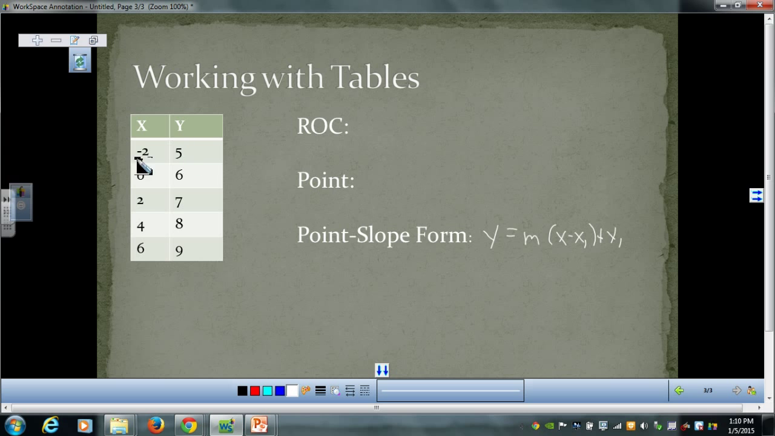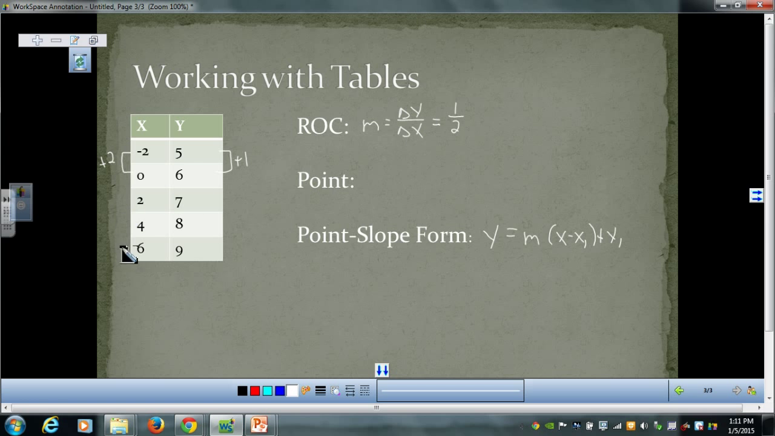Now, what we always want to do is look at our table because our x's may or may not change the same way, so we always want to make sure that we pay particular attention to that. For example, when I look from the first point to the second point, my y increases by 1. If I look at my x's, I go from -2 to 0, so that's an increase of +2. That would mean our rate of change is our change in y over our change in x, so that would be 1 over 2.